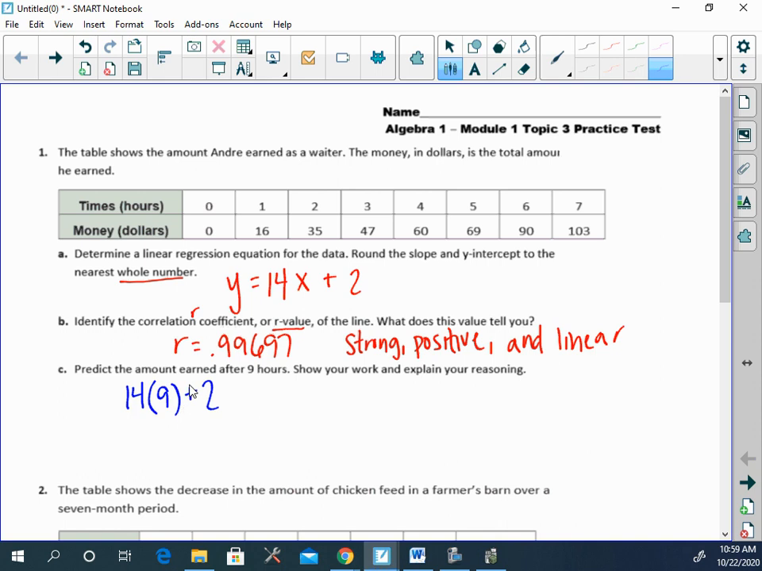So grab your calculator. 14 times 9 plus 2, 128 is what we get then. And that's the money in dollars, so I'm going to call it $128. And show your work and explain your reasoning. So this is me showing my work here and explaining my reasoning. I would say that this is going to be at x equals 9.